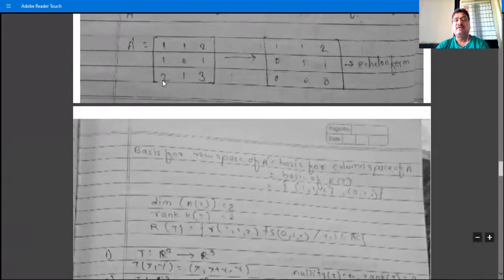So R2 minus R1, R3 minus 2R1. After the calculation, we have this echelon form. The number of non-zero rows in this matrix is 2, and these 2 rows form the basis for the row space of A dash. So the basis of the row space of A dash is {(1, 1, 2), (0, 1, 1)}. These 2 vectors form the basis for the row space of A dash, and it is a basis for the column space of A. And the basis for the column space of A is the basis for the range of T.